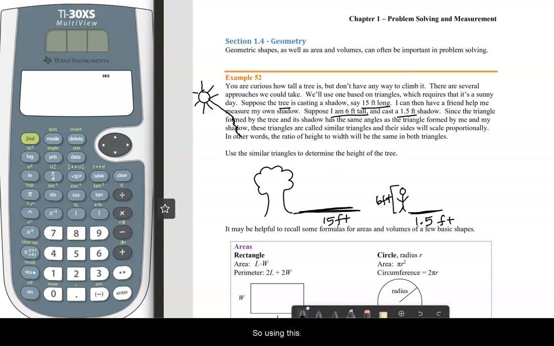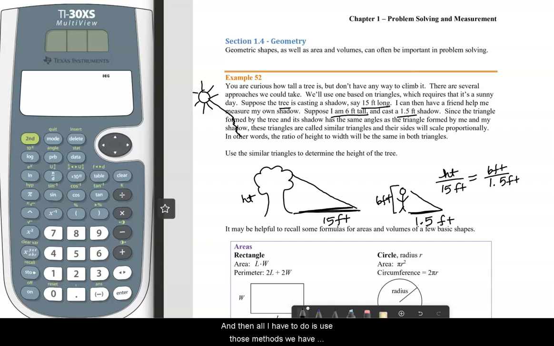So using this, I can set up a proportion with these triangles: the height of the tree compared to its shadow should be proportional to my height compared to my shadow. So my proportion is height over 15 feet equals 6 feet over 1.5 feet. And then all I have to do is use those methods we have for solving proportions, mainly multiplying the denominator on the left times the numerator on the right.